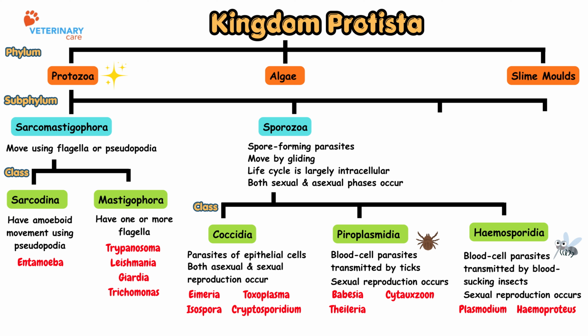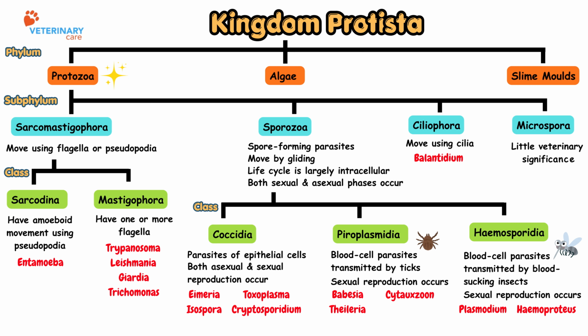The third subphylum is Ciliophora. This group includes organisms that move using cilia. An important example is Balantidium. The fourth and last subphylum is Microspora. These have little veterinary significance. An example includes Encephalitozoon.